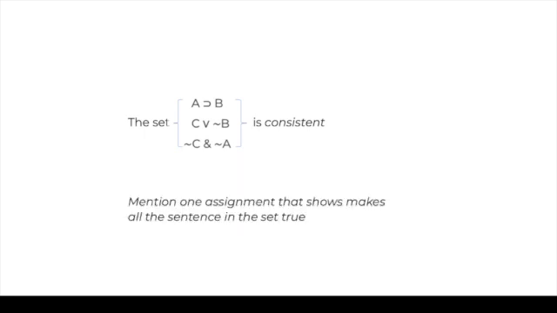Now, I could ask you this question. Mention one assignment that makes all the sentences in the set true. And we already know how to derive assignments from open paths. So we start with our open path, and we remember the rule that says that if a letter shows up negated, then the assignment sets that letter to F. All the letters in our path are negated, so the assignment simply sets each of the letters to F. It makes them all false.